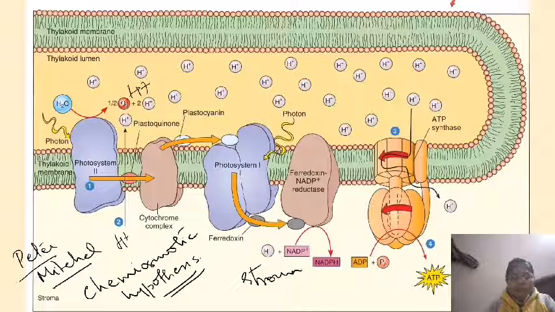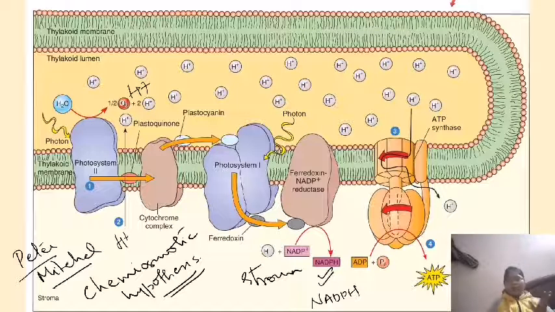Now from the cytochrome complex, your electron is being transported by plastocyanin to your photosystem 1. Now photosystem 1 transfers the electron via ferredoxin to ferredoxin NADP reductase. Now what do you see here? NADP plus along with hydrogen ion is taking up the electron and forming NADPH. It is leading to the formation of NADPH.